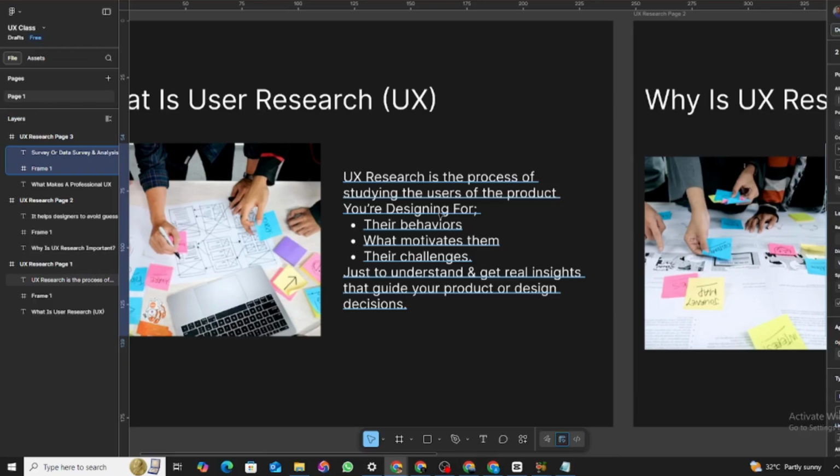You study the behaviors of the users, what motivates them, and their challenges, just to understand and get real insights that guide your product or design decisions. So this research helps guide your design decisions. It helps you to know what to design, how to design, where to put your buttons, and how your user flow goes. This is what UX research is all about.